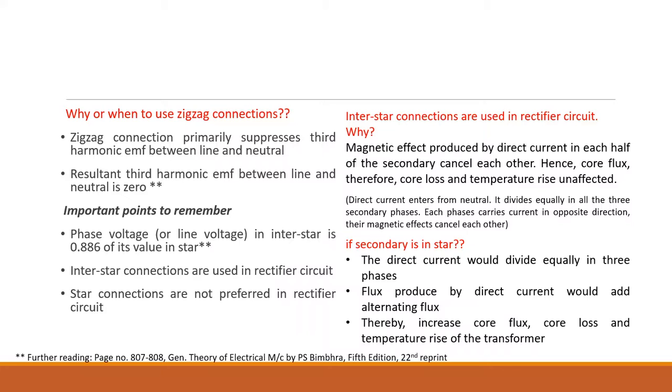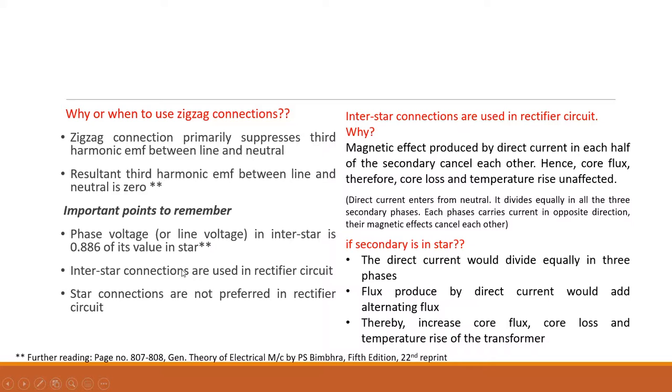So whenever you are going with zigzag connection, this allows you to suppress third harmonics EMF between line and neutral. So the resultant third harmonics EMF between line and neutral will be basically 0. When zigzag connections are used, there is an important point to remember: the phase voltage or line voltage in case of zigzag is only 0.886 of its value in star. So this phase value would be 0.886.